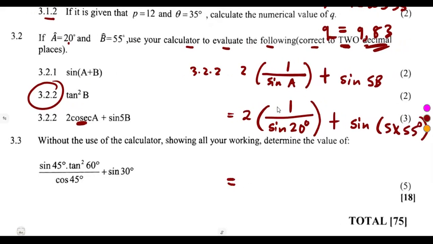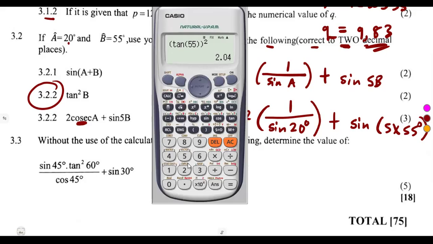Yes, you can simplify this value on its own, this one on its own. But remember, they said use your calculator. So just open a bracket, 2 into what? 1 over sine of what? Sine of 20. Close this one, then close the first bracket. Plus the sine of what? 5 times 55. You close that bracket as it is. So that was going to give us 4.85 to 2 decimal places.